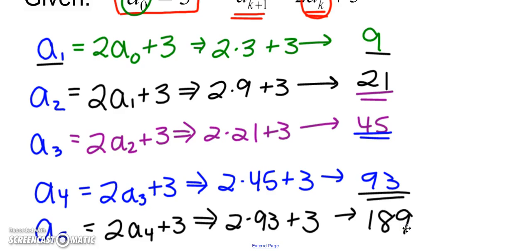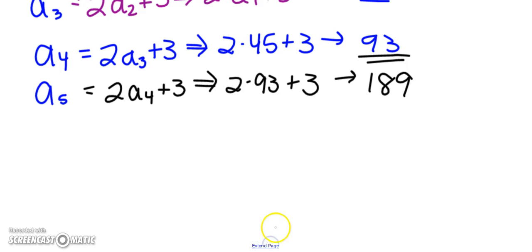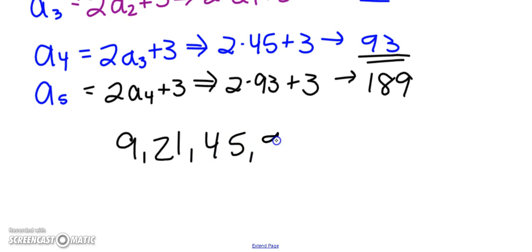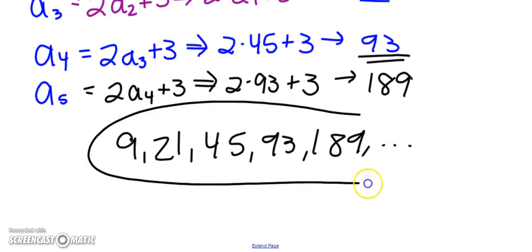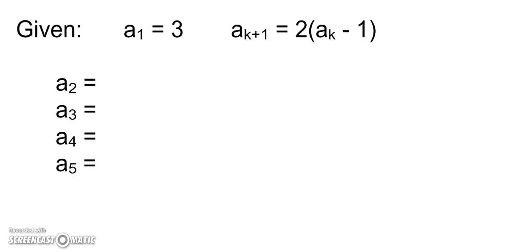189. So our 5 terms in our sequence are going to be 9, 21, 45, 93, 189, comma, dot, dot, dot. Okay? So every term was dependent on the previous term. That's what we mean when we say recursively.